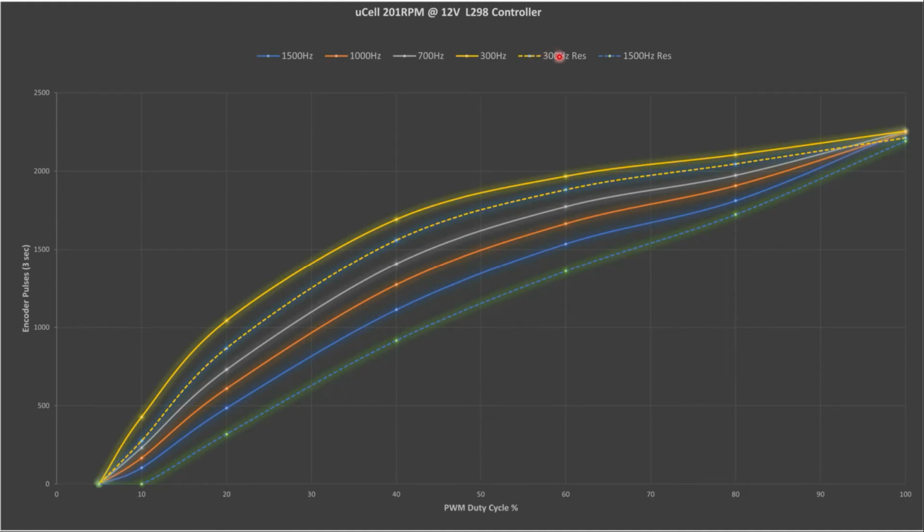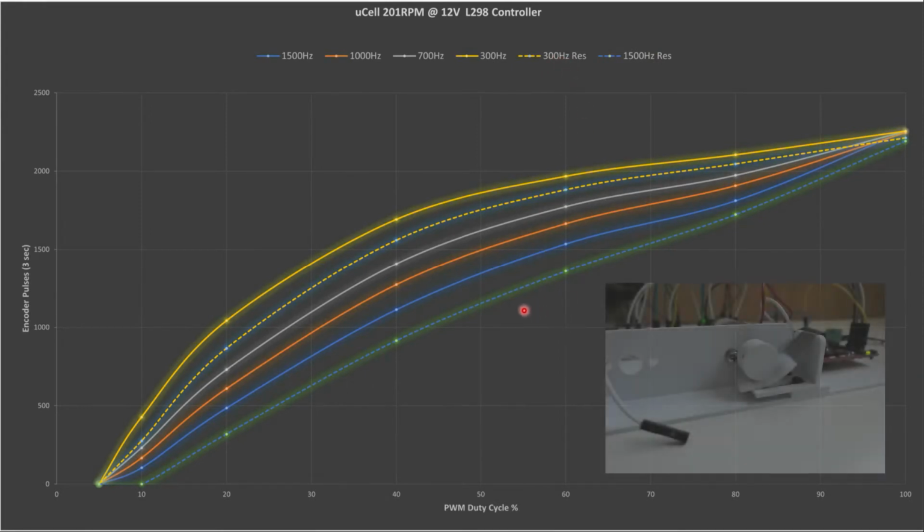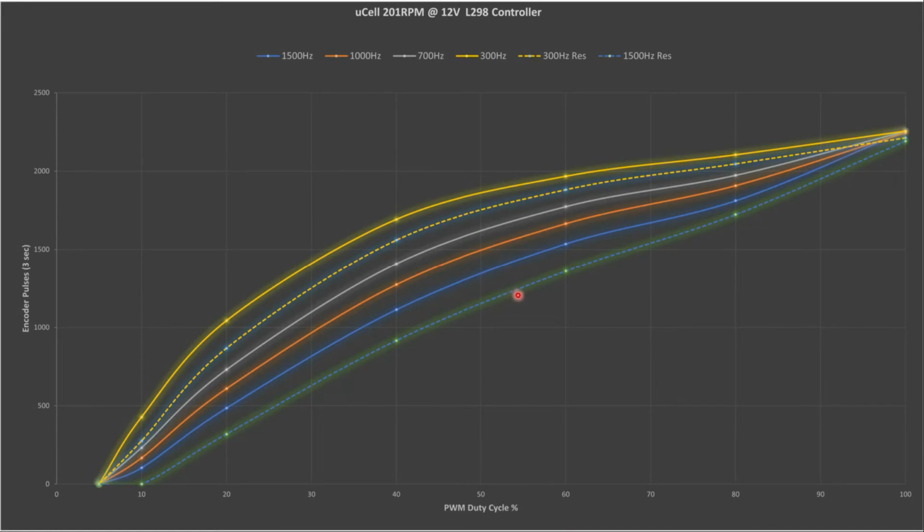And the last tests, these two here, the 1500 hertz with resistance and the 300 hertz with resistance, you can see that the motor goes slower with the resistance. And I put these two in the same color. So for the 1500 hertz with resistance, you see it's lower, but again, it's not the same amount of difference over the whole range of the speeds. And same for the 300 hertz, although it's faster than the 1500 hertz driven duty cycles. The difference here varies over the range of duty cycles.